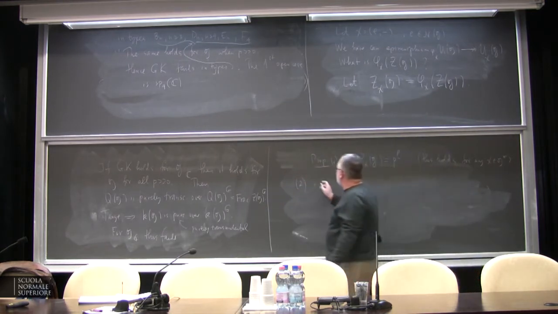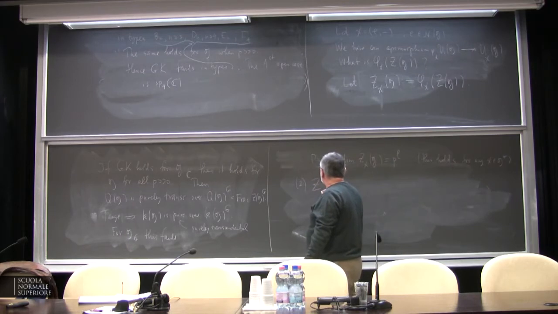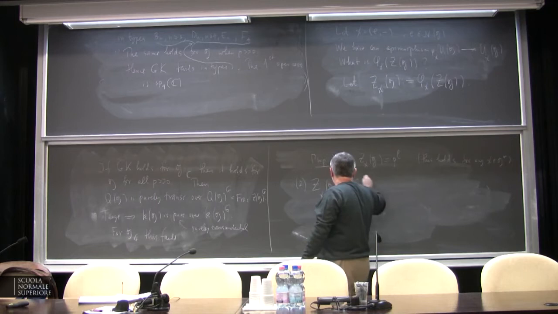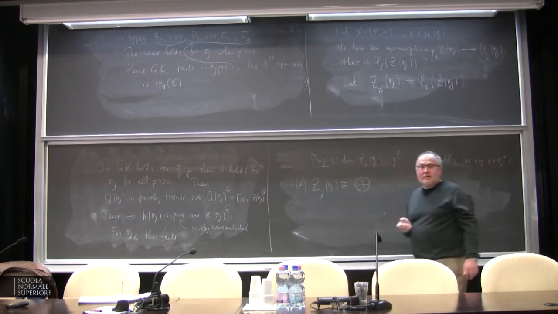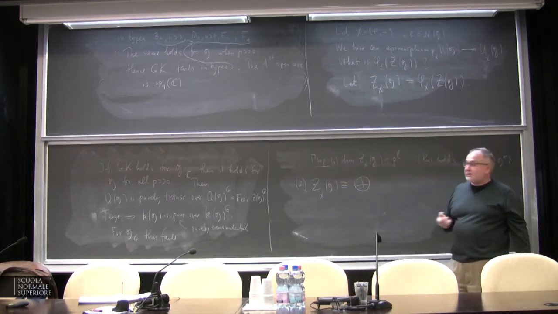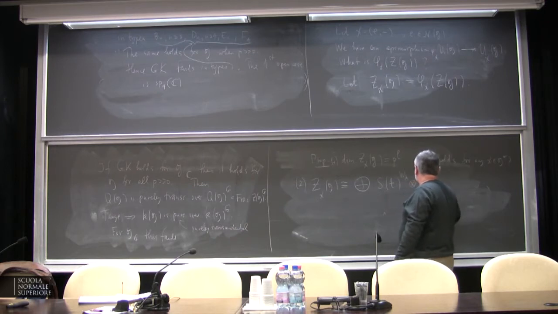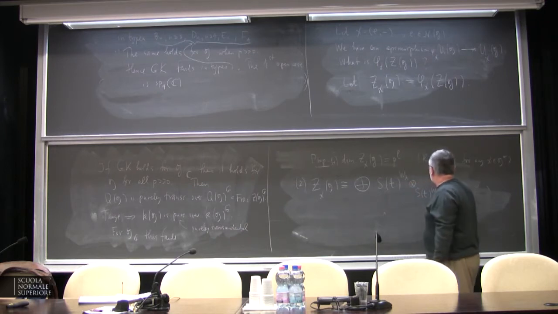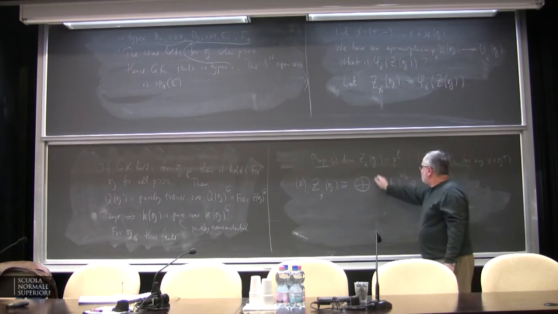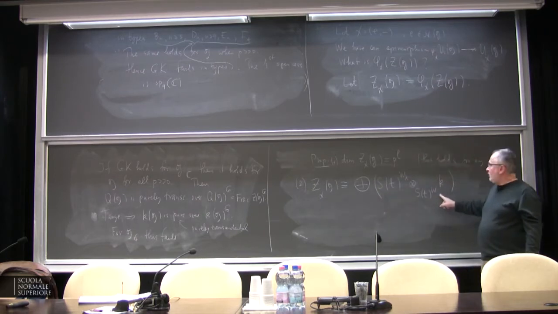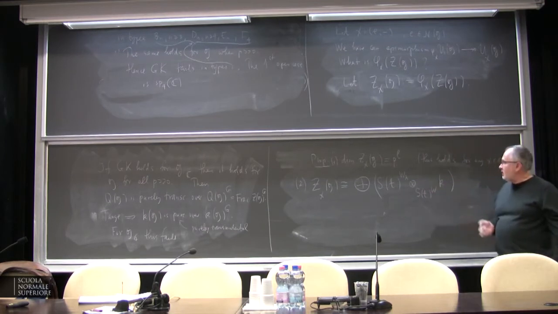So as algebras, we have that Z chi of g is isomorphic to the algebra direct sum of partial coinvariant algebras S(t) over W lambda, over S(t)^W. So each of these algebras is a partial coinvariant algebra. It is a local ring, of course.